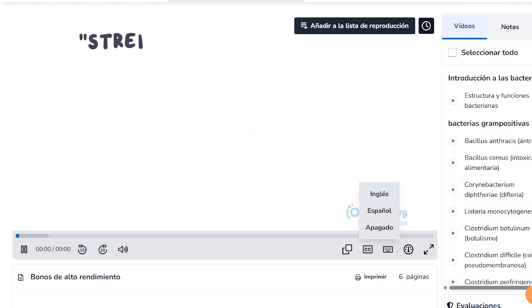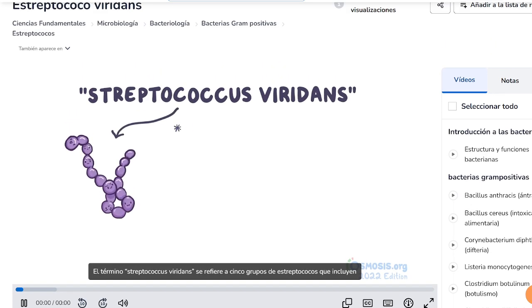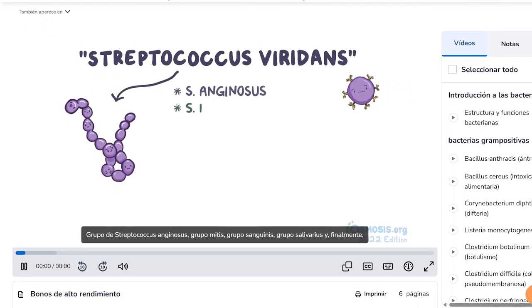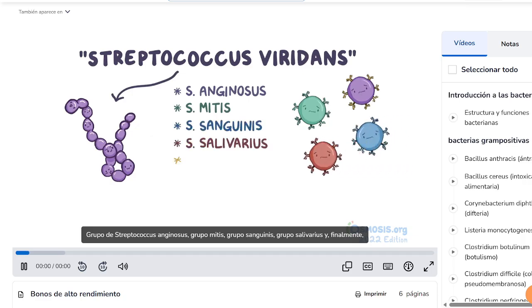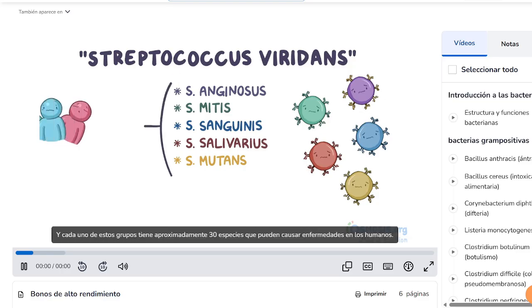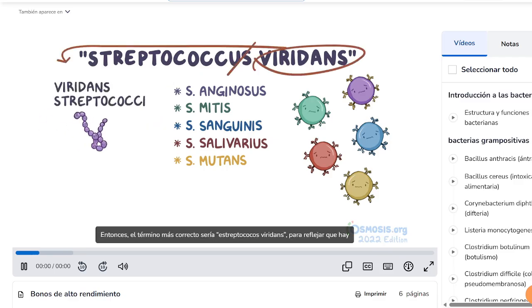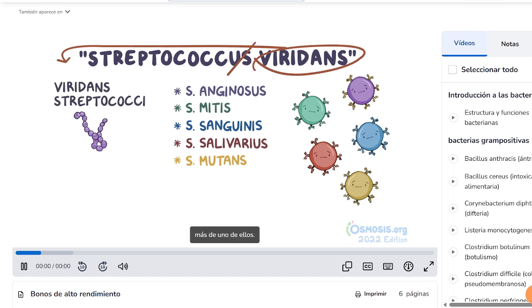The term Streptococcus viridans refers to 5 groups of streptococci that include the Streptococcus anginosus group, mitis group, sanguinis group, salivarius group, and finally the mutans group. And each of these groups has approximately 30 species that can cause disease in humans. So the more correct term would be viridans streptococci to reflect that there's more than one of them.